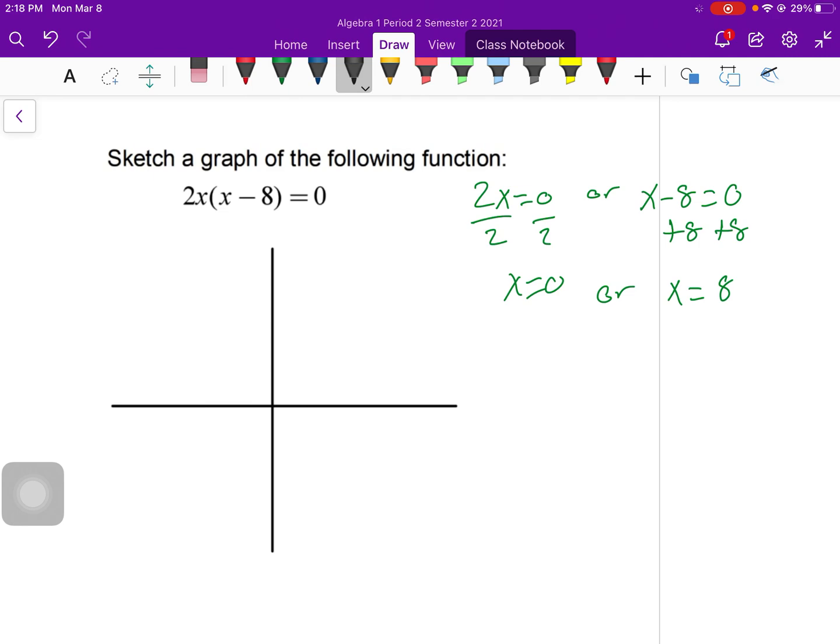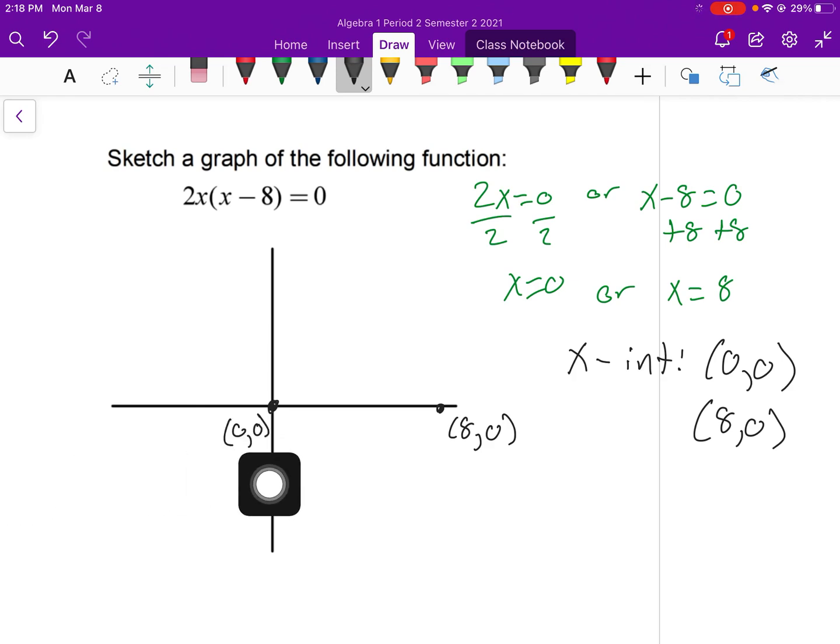So my x-intercepts, which I keep finding first, are 0, 0, and 8, 0. 0, 0 is right there. 8, 0, I'll say, is right here. I always pick a spot somewhere in the middle. I can't pick 0 this time because that's one of my spots. So I got to pick something else. I'm going to pick 4 because 4 is halfway between 0 and 8.